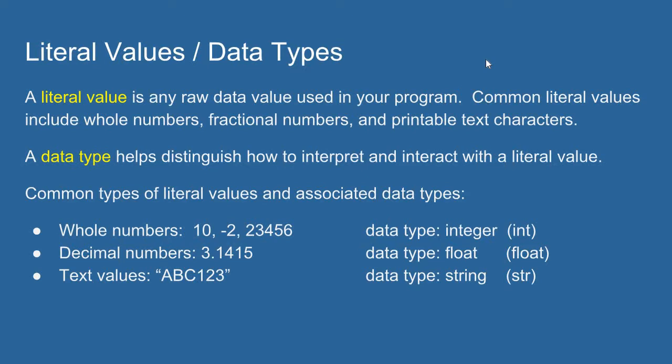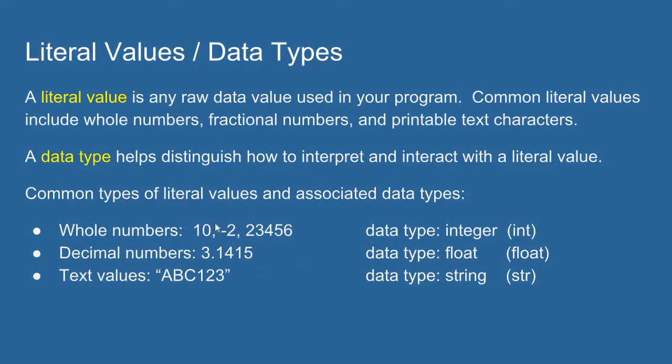There are many other types of values that we can use, but numeric values and printable character values are very common values that we want to do work with. A data type helps us distinguish how to interpret and interact with a literal value. So for example, with number values, you may be able to divide number values together, but you can't divide text values together. So if we associate a specific data type with a value, then we can help the program know how to interact with those values.